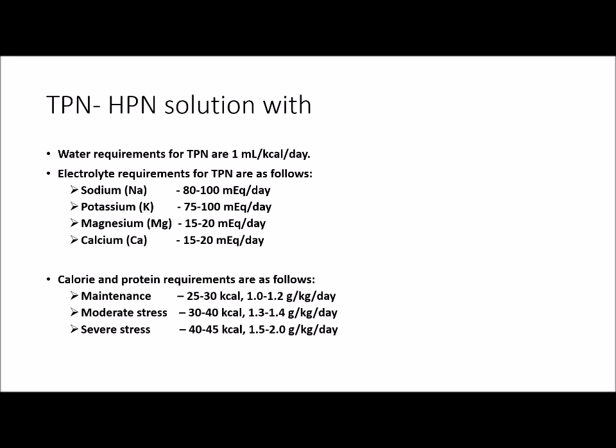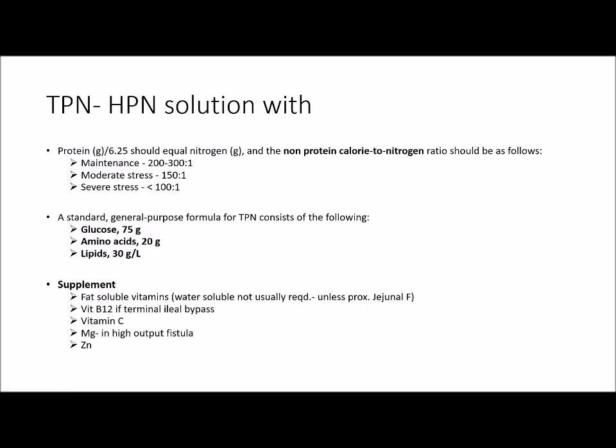Calorie and protein requirements. Basically, you require 25 to 30 kilocalories, and in severe stress almost 40 to 45 kilocalories per kilogram per day. The non-protein calorie to nitrogen ratio is again important, and for maintenance it is 200 to 300 is to 1. Severe stress is less than 100 is to 1, right? Standard general purpose TPN solution: glucose 75, amino acid 20, and lipid 30.